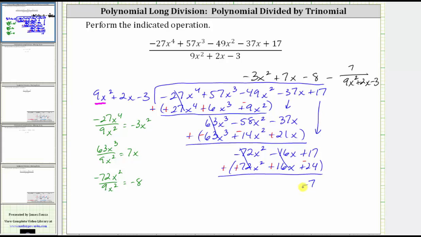Notice because the remainder is negative, we have minus here. If it was positive, we'd have plus. I do want to mention another way that the final answer can be expressed. It could also be expressed as negative 3x squared plus 7x minus 8. And because the remainder is negative 7, sometimes we'll just say the remainder r is negative 7. But expressing the final answer in this form is probably more common.